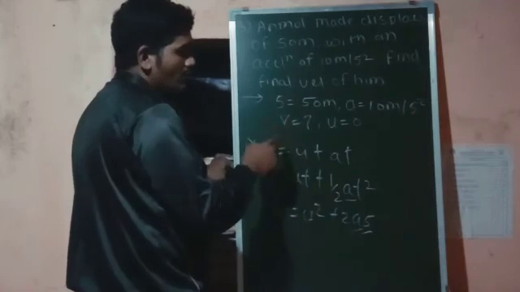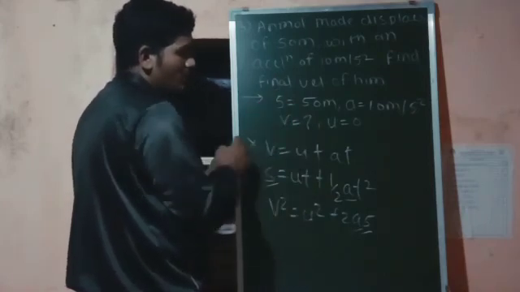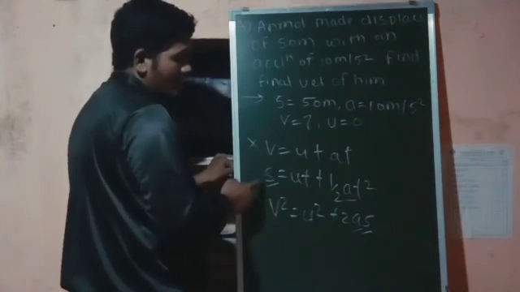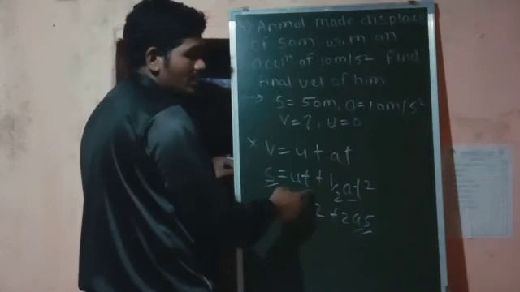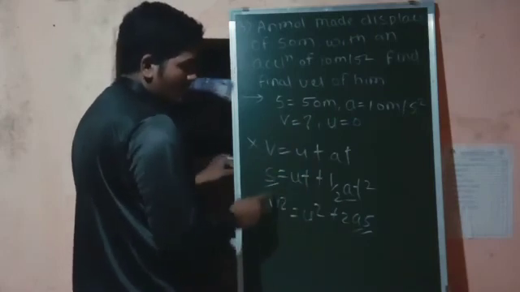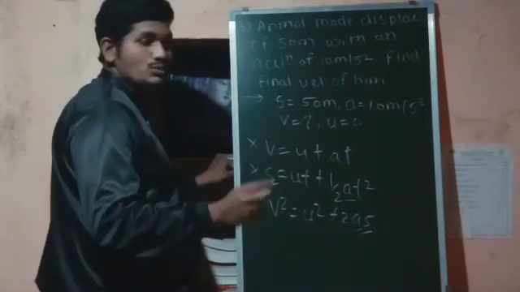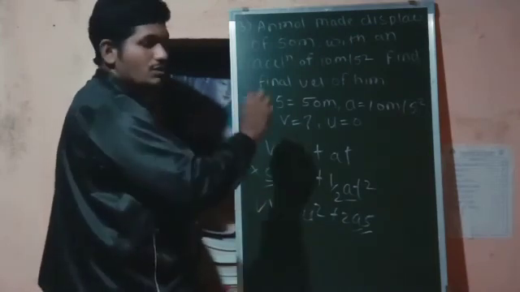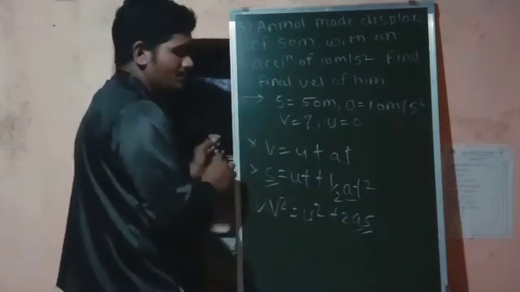Now I will move forward. We have to calculate v, that is the final velocity. I will see this formula, s is equal to ut plus half at square. There is no v, but here is v. So this formula will get cancelled, and this is the formula we have to select to solve the problem. So this is how we have to choose the formula to solve the problem.